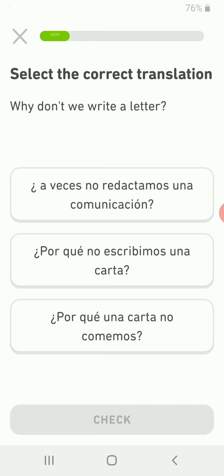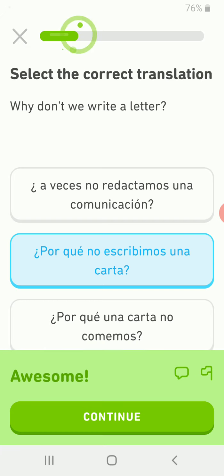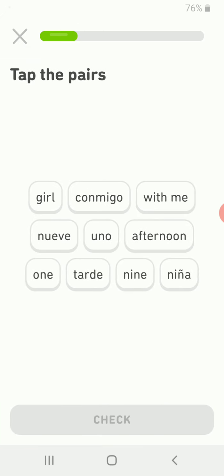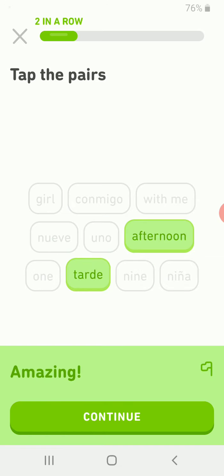Select the correct translation. Why don't we write a letter? ¿Por qué no escribimos una carta? The B sometimes is pronounced as a V. Okay, so time to pair up the words. Girl is niña. Conmigo is with me. Nueve, sorry, is 9. Uno is 1. Afternoon is tarde.